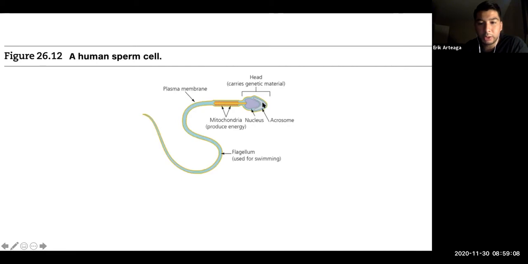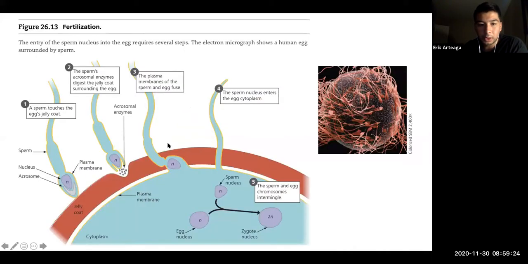Okay, the labels of a sperm. The acrosome is going to break through that first initial layer on the egg, and then the nucleus is going to fuse with the female nucleus. You have the mitochondria, which is going to help produce the energy needed for the flagellum to work. Okay, and this is going to swim. One of the few flagellated cells in the human body.